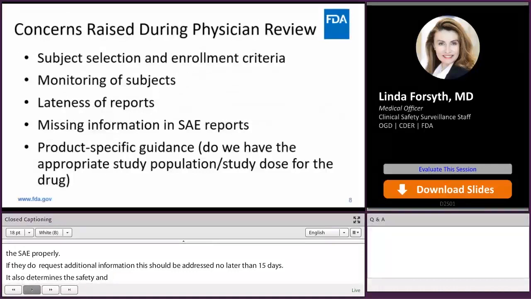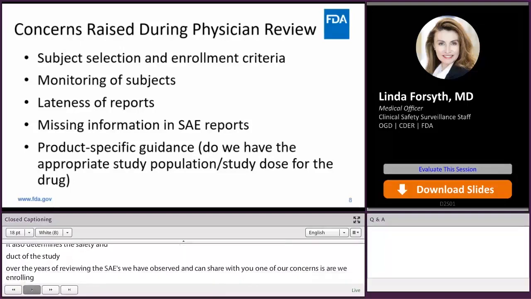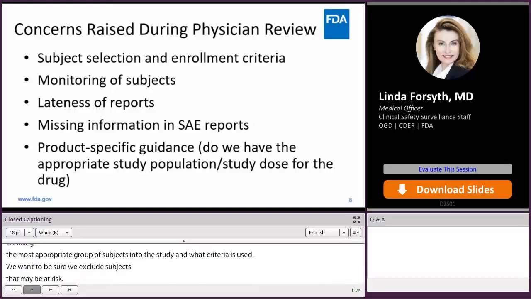Over the years of reviewing these SAEs, there are some concerns as physicians we have observed and can share with you. One of our concerns is, are we enrolling the most appropriate group of subjects into the study, and what inclusion and exclusion criteria are being used? We want to assure we exclude subjects that may be at risk when a drug is studied. Therefore, appropriate enrollment criteria is important. We have observed variation in the quality of bioequivalence study enrollment criteria and the application of those criteria in studies.